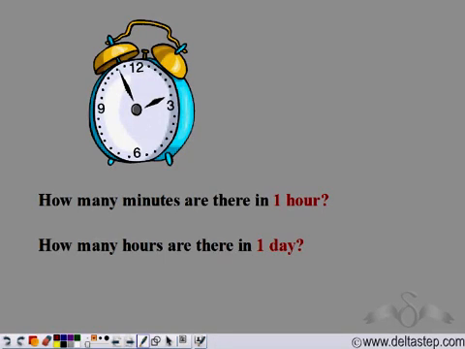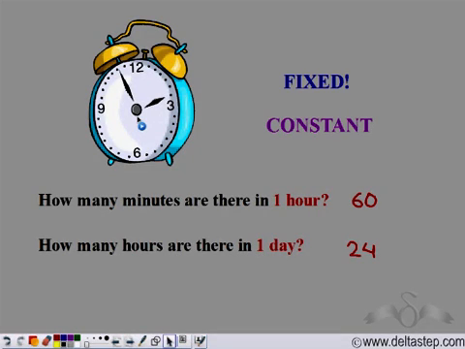How many minutes are there in 1 hour? We know it is 60. How many hours are there in 1 day? We know it is 24. So these quantities are fixed, or we can say that these are constant.